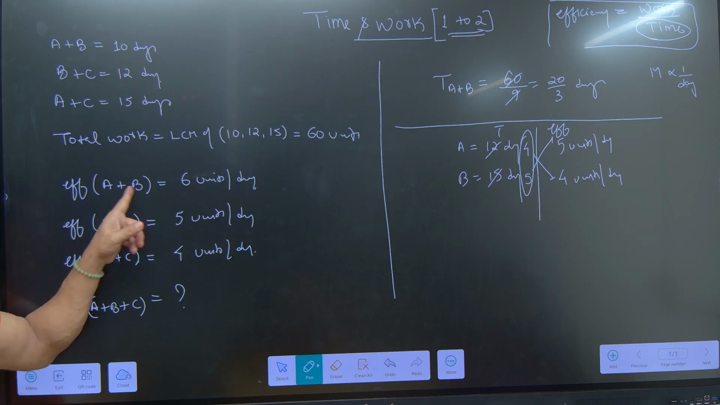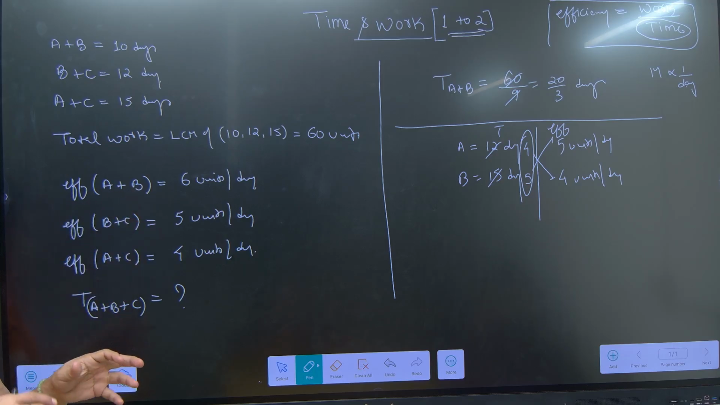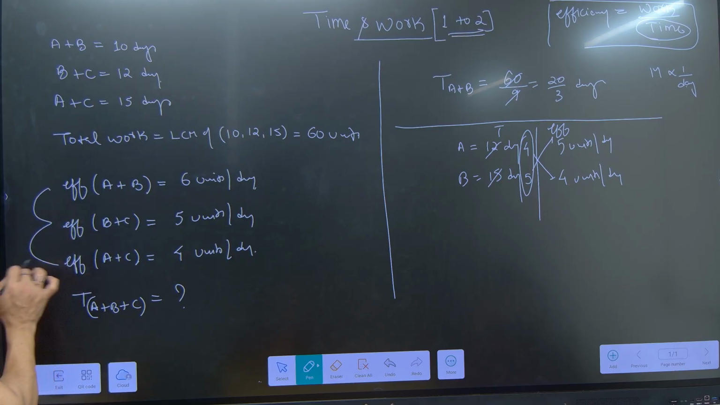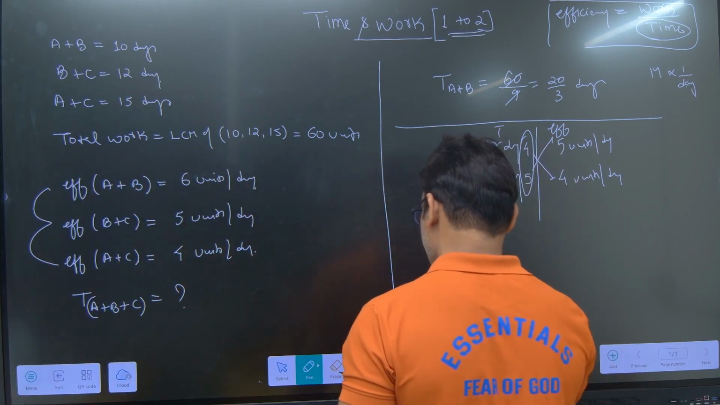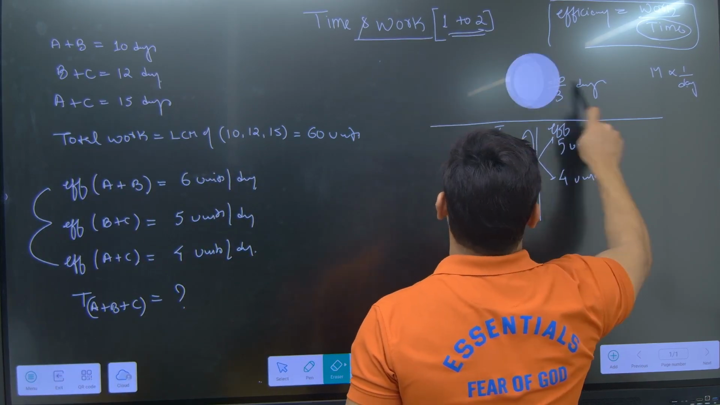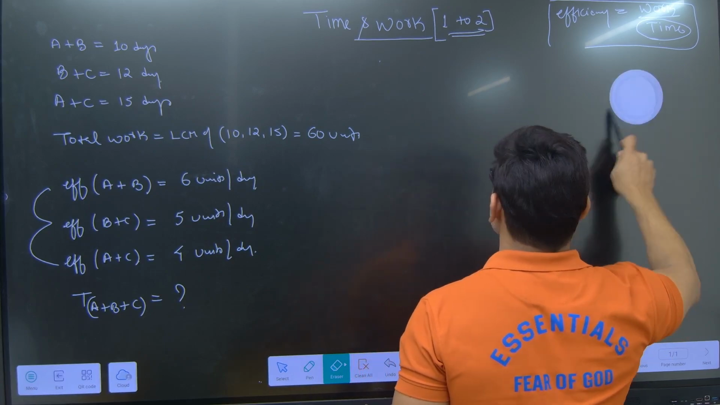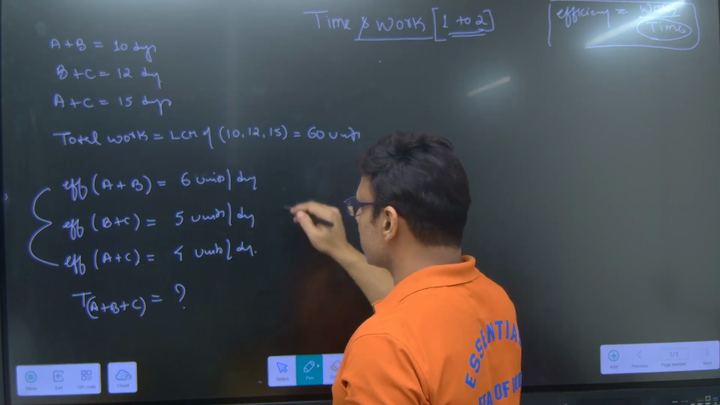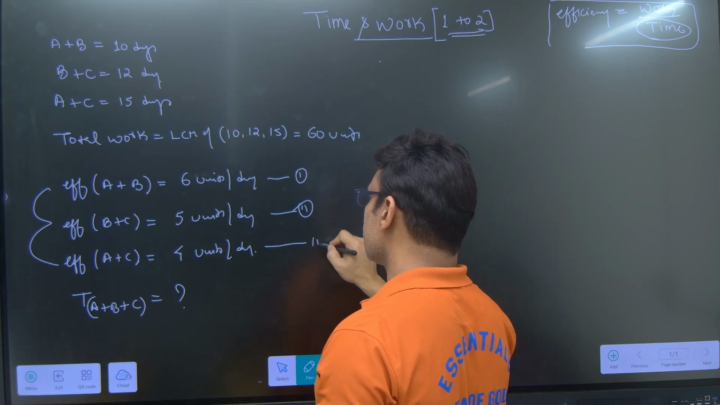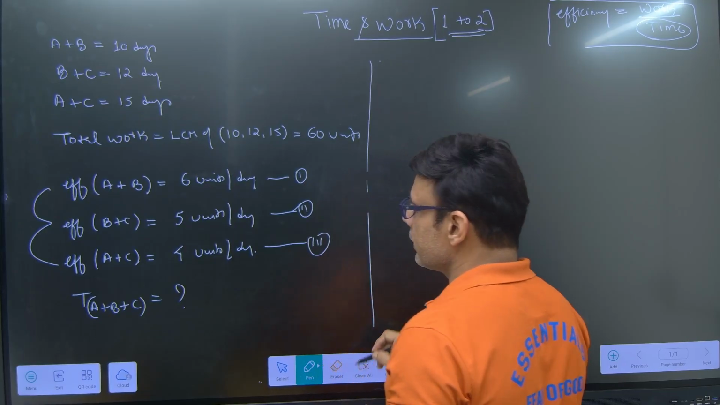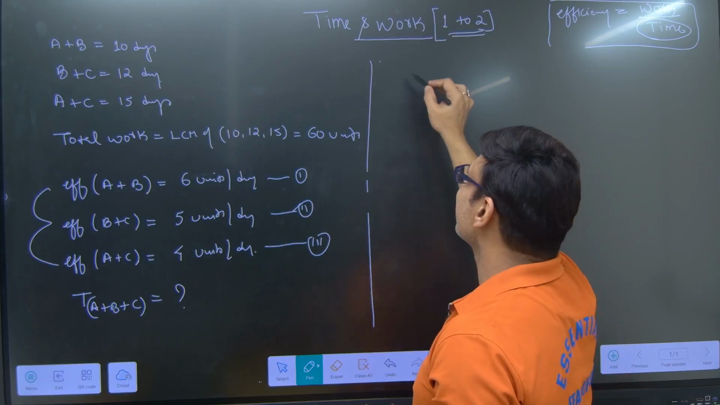ये cycle है देखो, AB, BC, AC. I can make CD, DE, कुछ भी ऐसा cycle हो तो उसको add कर देना, all equation. Add all these equation. Which equation? Mark this as first, second and third. So when you add these three equations, how much you will get?